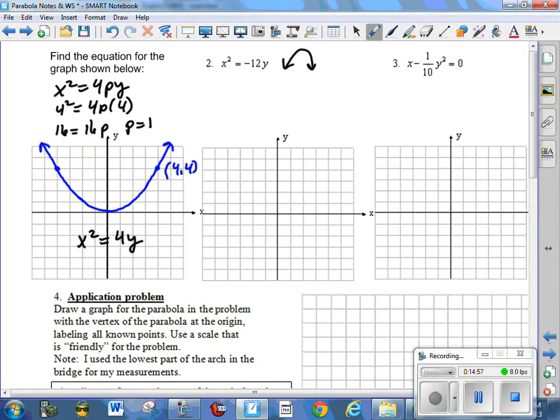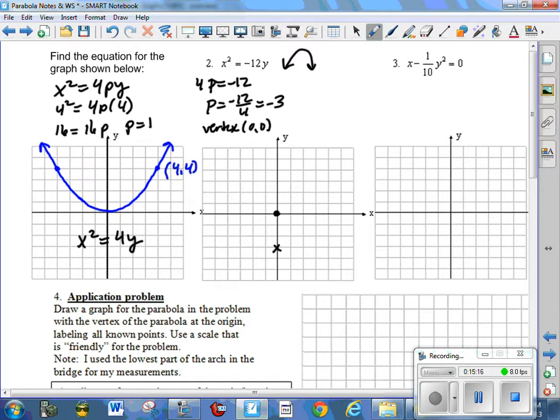So next thing is we find p. 4p is equal to negative 12. So p is equal to negative 12 over 4, which is negative 3. So it means I plot my vertex, which is at (0, 0) in this one. So (0, 0), I go down 3.